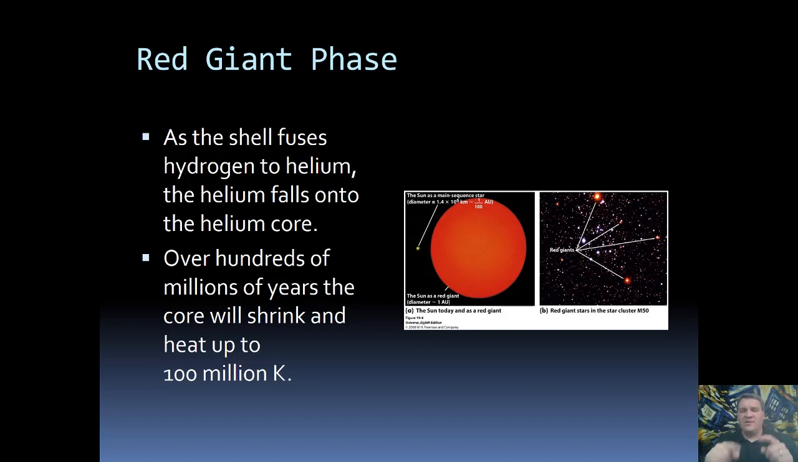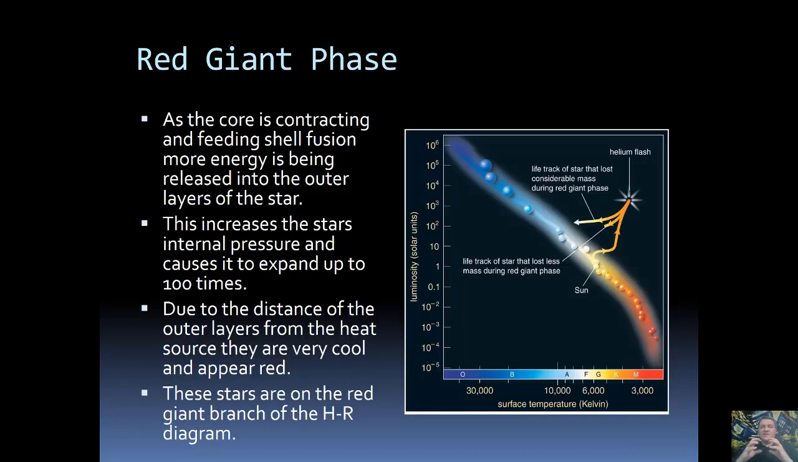Now, as the shell fusion continues, it's going to convert hydrogen into helium, and then that helium is going to sink onto the core, causing the core to again begin to shrink a little bit. What this is going to do is cause the core to continue to heat up until it reaches around 100 million Kelvin. As the core is contracting, the shell surrounding it is going to get compressed more, leading to a higher temperature and a higher density, which means a faster fusion rate. Therefore, it's going to produce more energy, which means there's going to be a greater pressure throughout the rest of the star, causing the entire thing to expand.